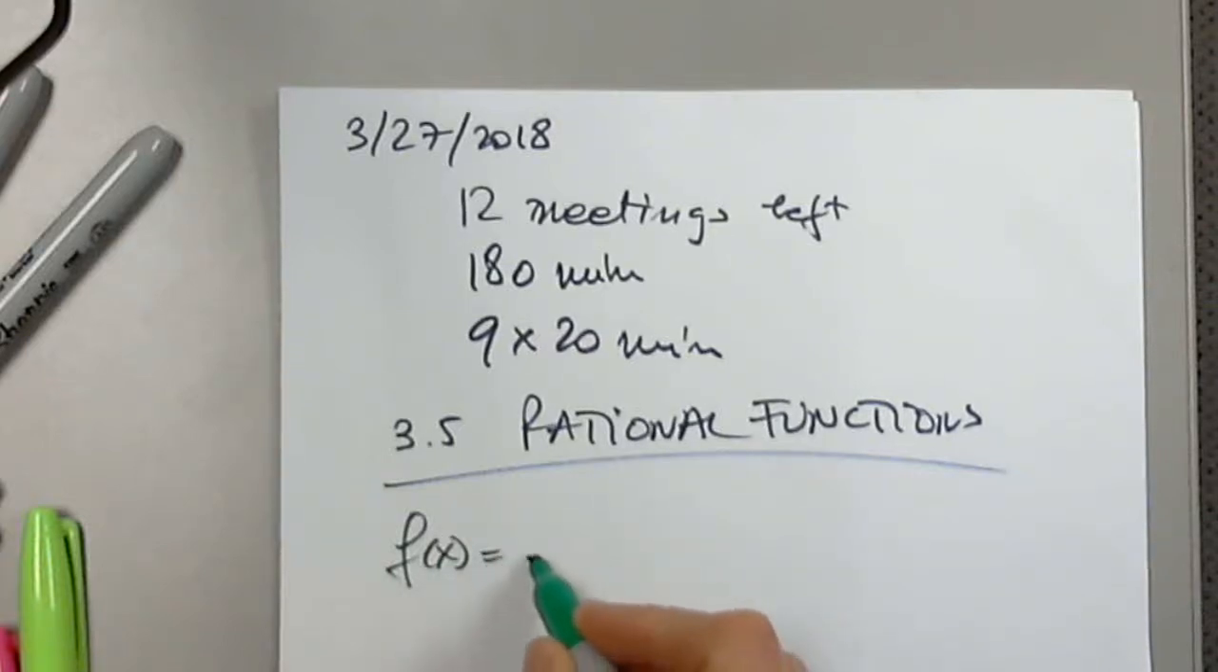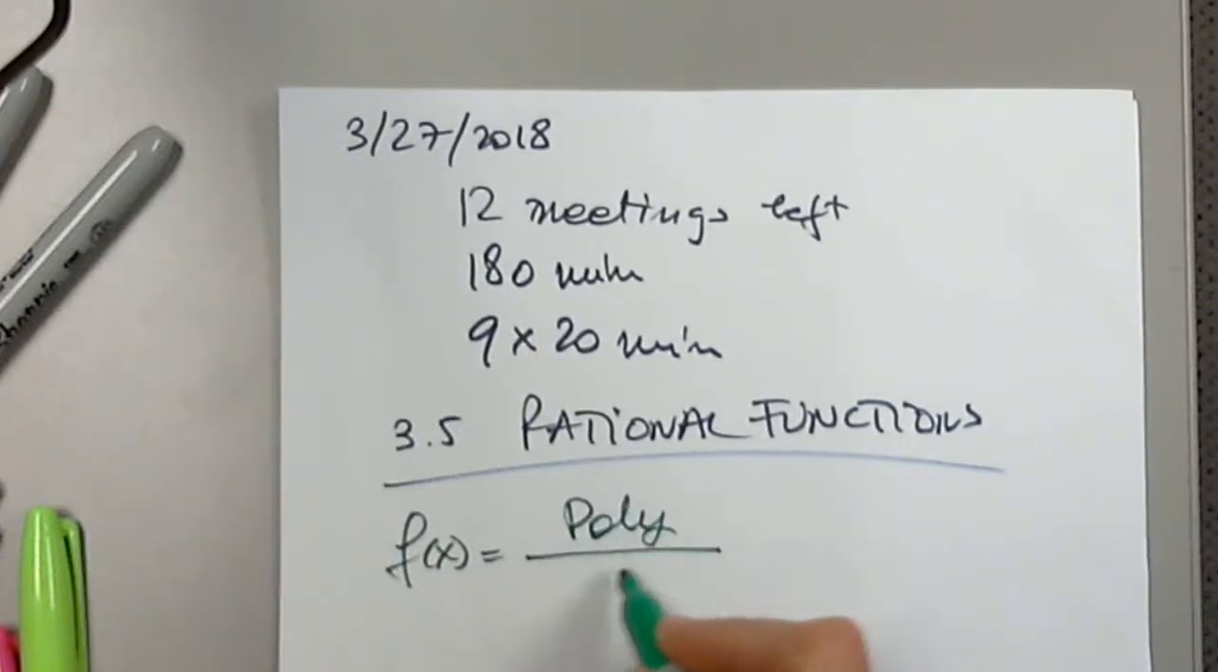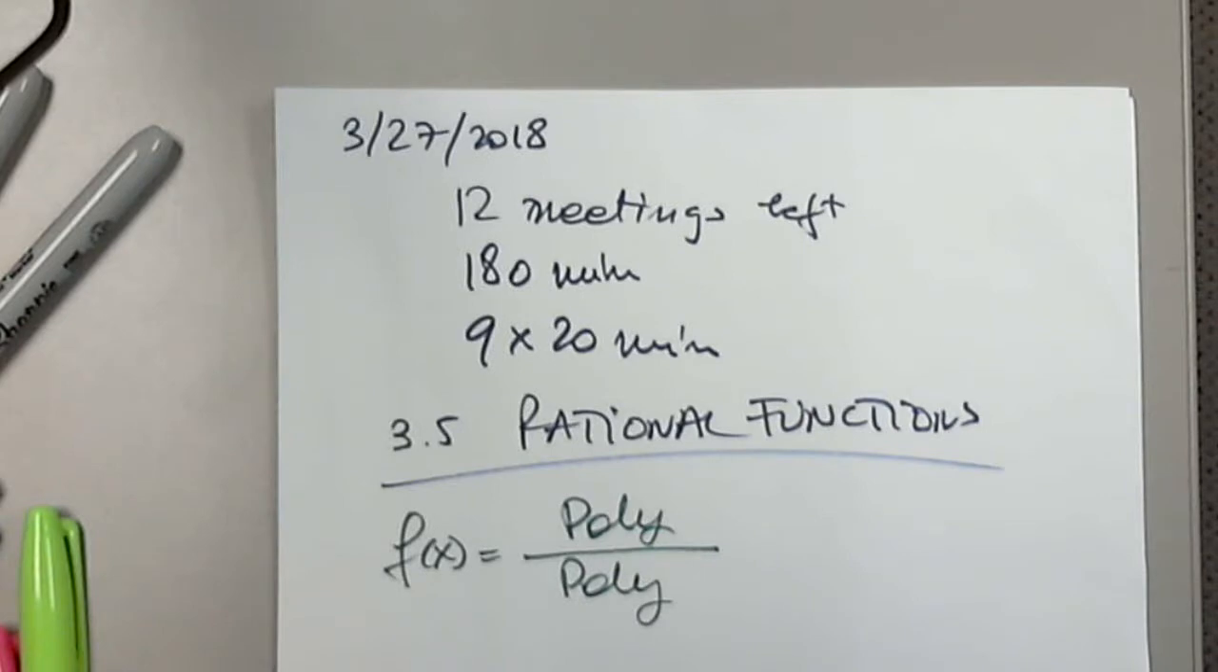A rational function is a ratio of two polynomials. Whatever polynomial in the numerator and whatever polynomial in the denominator, that is a rational function. Question: do both polynomials have to have the same degree? No. Let me give a couple of examples.